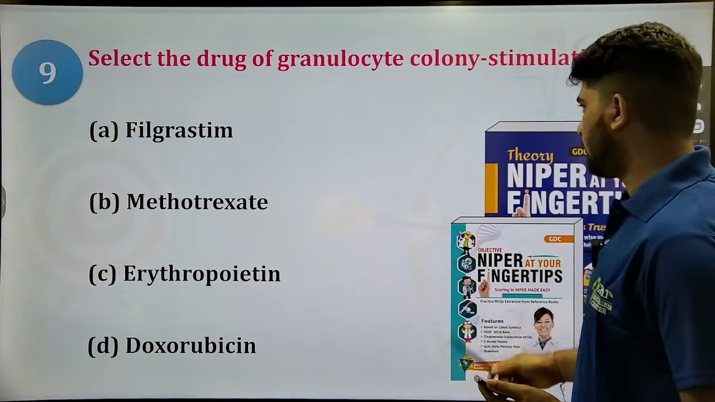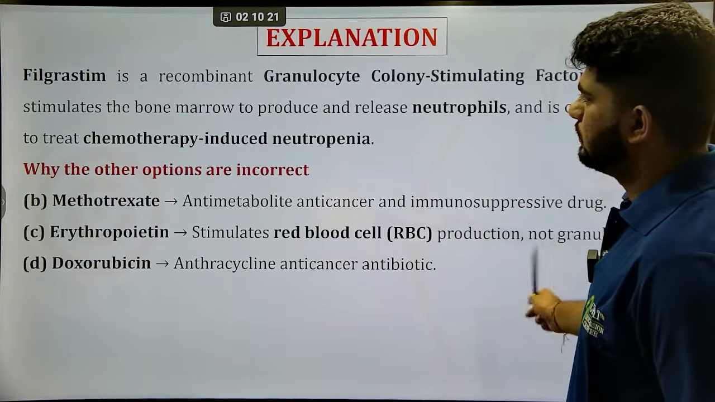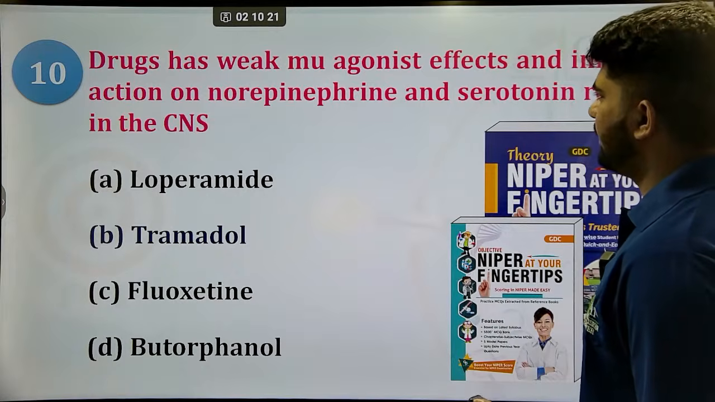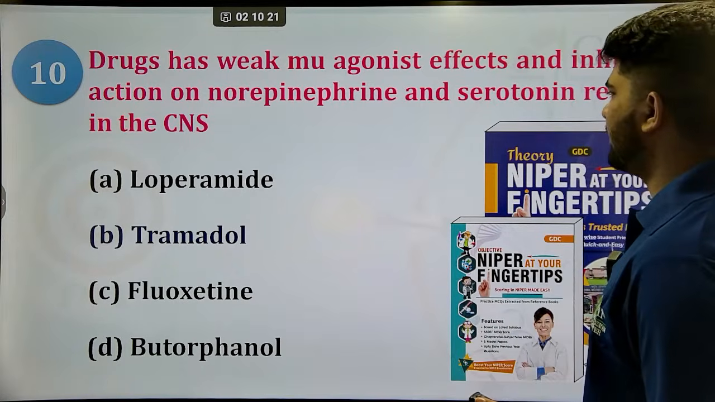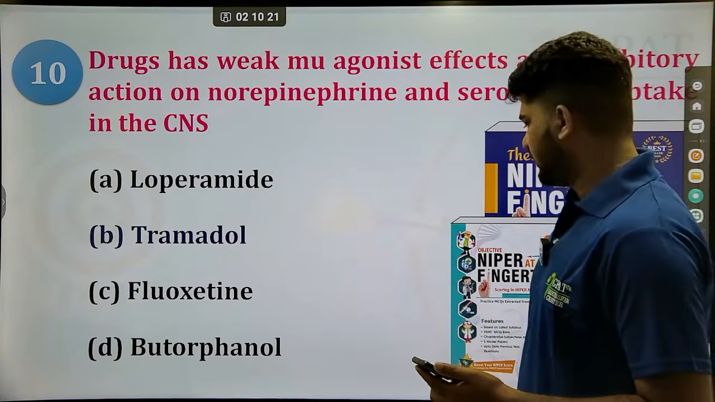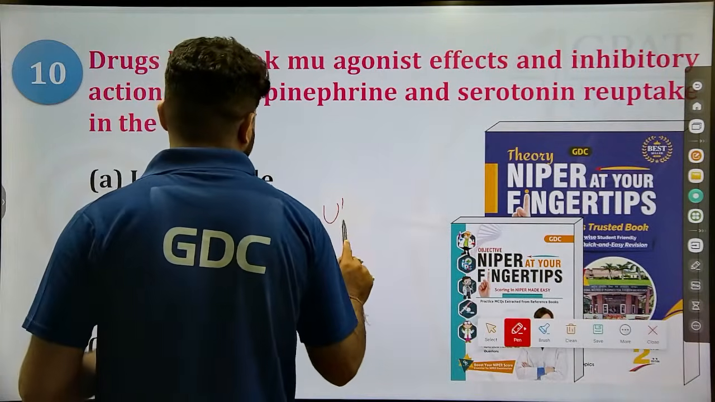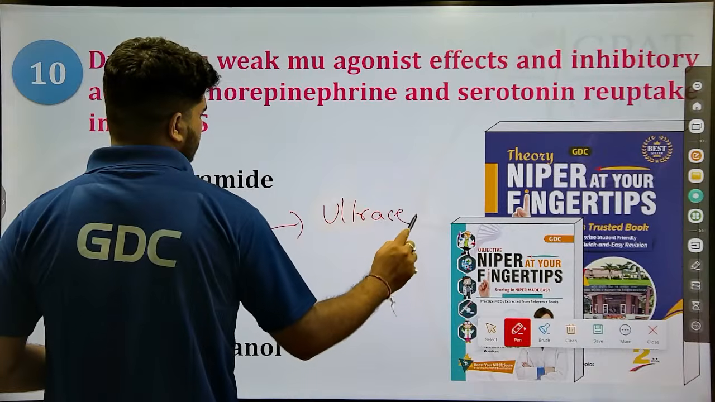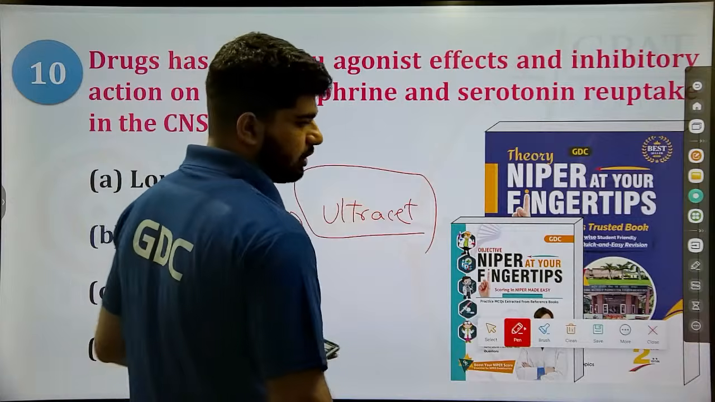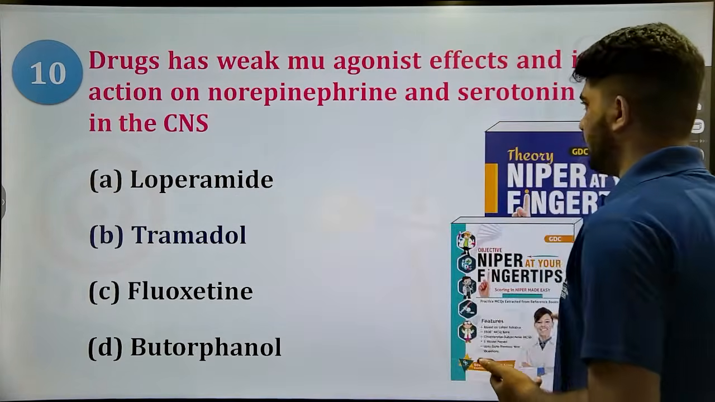Now, which drug has a weak mu agonistic effect and inhibitory action on norepinephrine and serotonin reuptake in the CNS? Loperamide, tramadol, fluoxetine, butorphanol. That is nothing but your tramadol only. Tramadol comes into the market under which name? That is your Ultracet. Ultracet is a brand name of this tramadol. Tramadol is your morphine derivative, right?